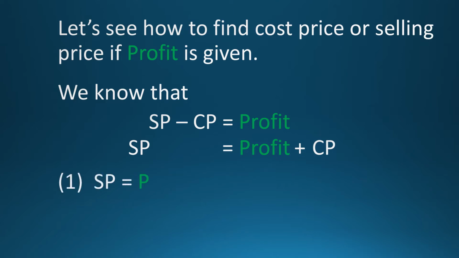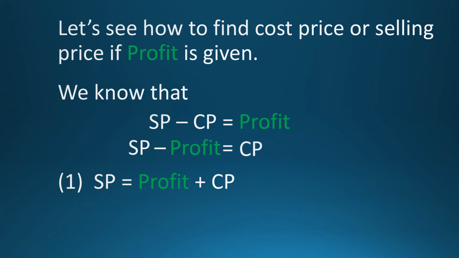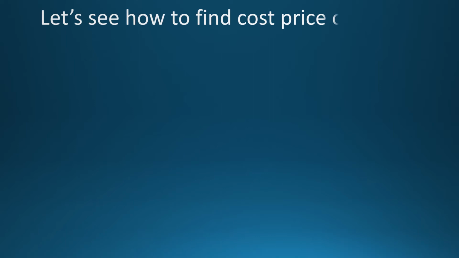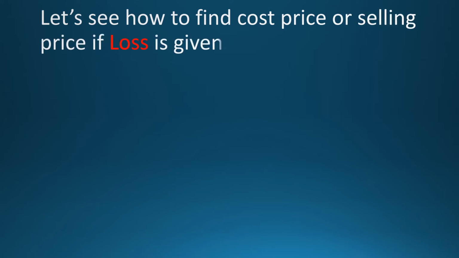So the first formula is SP is equal to profit plus CP. To find the value of CP, take plus profit to another side of the equal to sign. It becomes minus profit. So the second formula is SP minus profit is equal to CP, or CP is equal to SP minus profit.